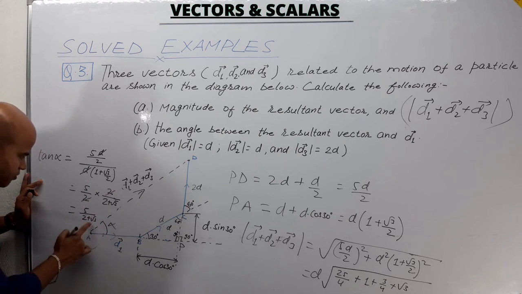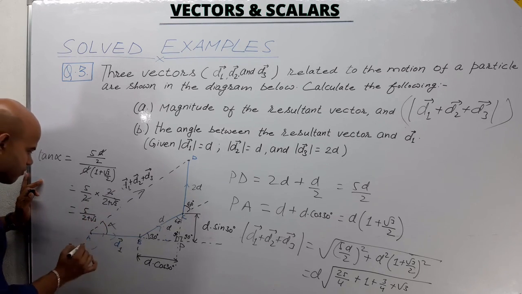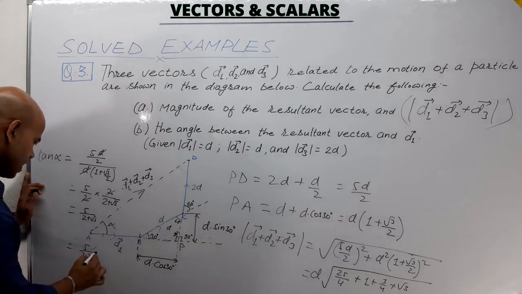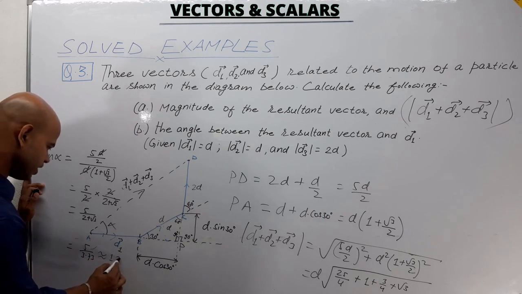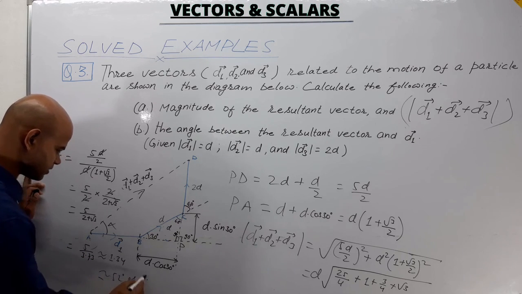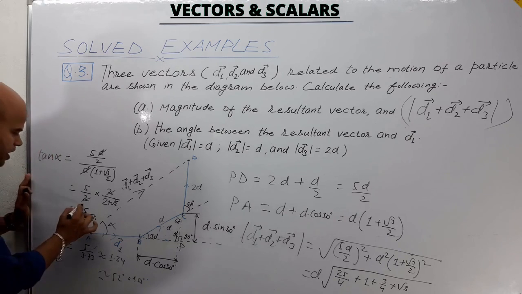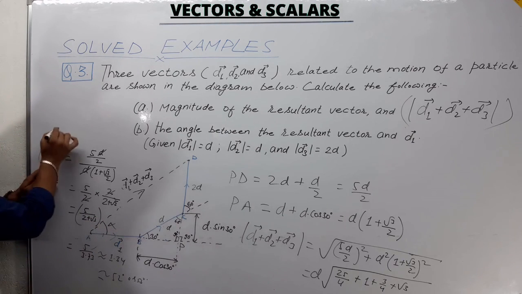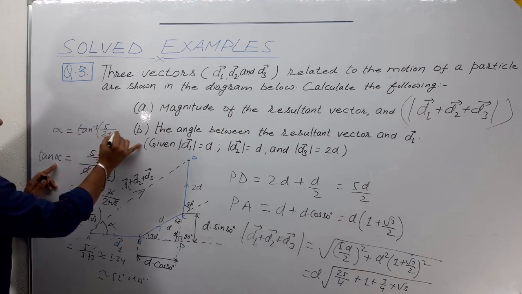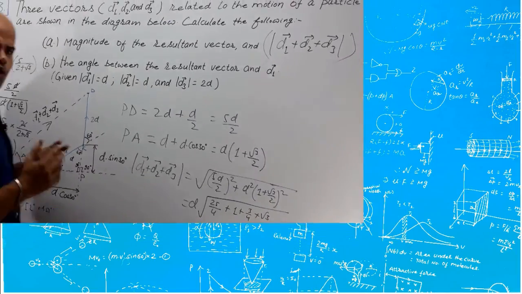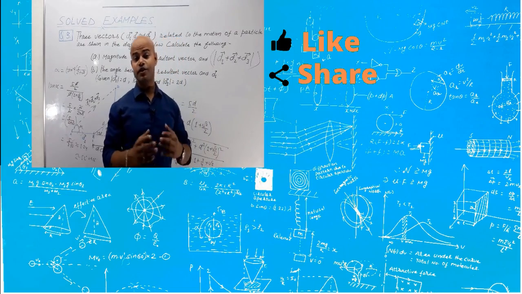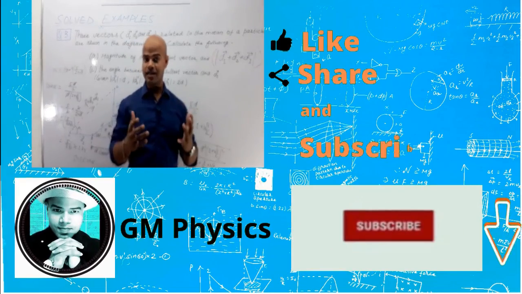So root 3 is 1.73 plus 2, that is 3.73. 5 upon 3.73. How much will be the value? This will be approximately 1.34. So that will be somewhere around 52 degree or 53 degrees, something like this. So we don't have to calculate this much. We can stop here. We can write alpha is equal to tan inverse of 5 upon 2 plus root 3, right? Alright, so this is what we had to do in this video lecture. We'll again meet in the next video lecture with a new topic. Till then, take care. Bye-bye.